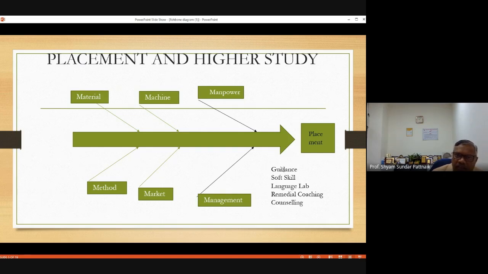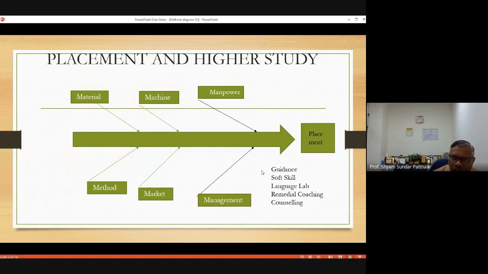So you see here, the fishbone diagram fits very well into the requirement of improving the placement activities of your institute. The effect is placement. The causes are these 6 Ms, and maybe you can put in more. I have already given you the 8 Ps approach. Even if you want to make it a small one, you can go with a 4S approach. So for example, guidance, upskilling, language lab, remedial coaching, counseling. Remedial coaching is your method. Language lab is basically machines. Soft skill is again method, training. Counseling is again a method. So many such things can be written as the sub causes for a main cause. Once this is properly discussed, then you can find out where you have a high priority requirement.